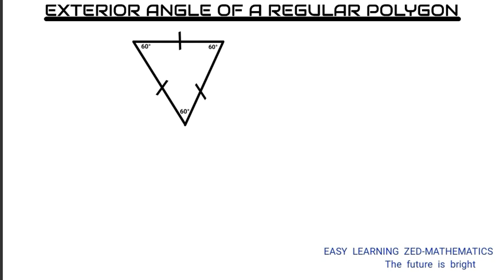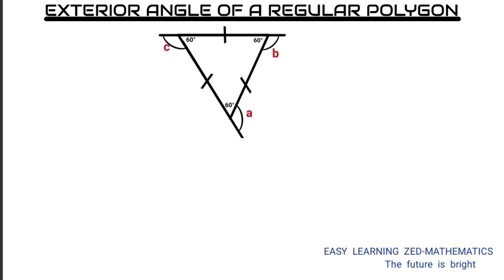Like you can see here, we have a regular polygon which is a triangle, called an equilateral triangle. And you can see that all the interior angles of this regular polygon are 60 degrees. Now let's imagine that the lines that are forming this triangle are extended. If we extend the lines like this, we have angle A, angle B, and angle C. What is the value of angle A? What is the value of angle B, and what is the value of angle C?